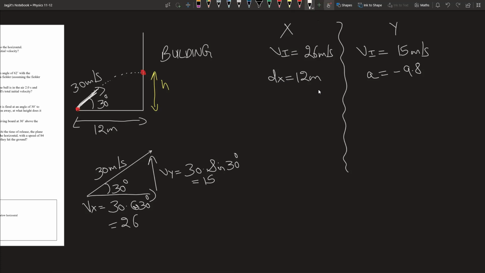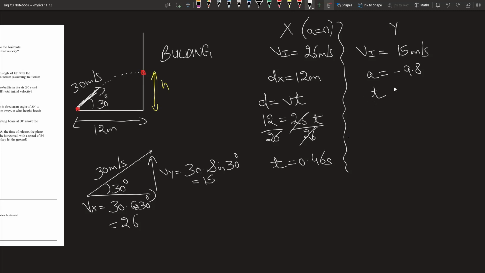So this time around, they've just given me a different value than the norm. Look, you know your acceleration of x is 0. So what's your formula for distance? It's d equals vt. You know your distance is 12. You know your velocity is 26. And now we can find time. Divide both sides by 26. 12 divided by 26 gives you 0.46. So time is 0.46 seconds. And that's the total time. So now you know your time.